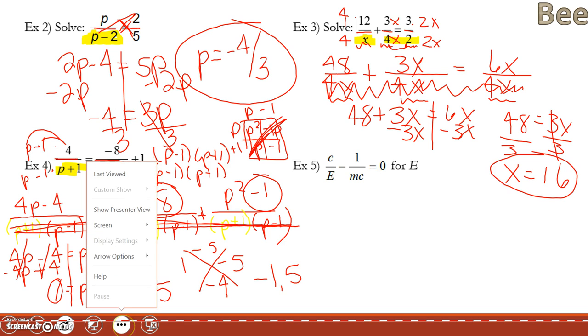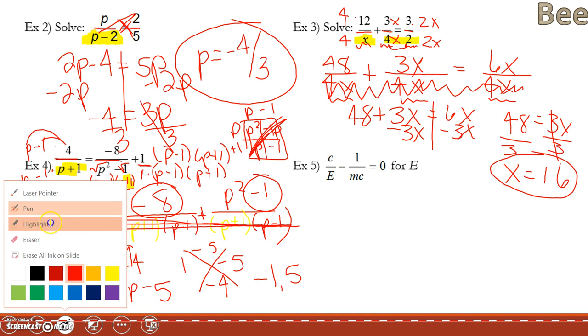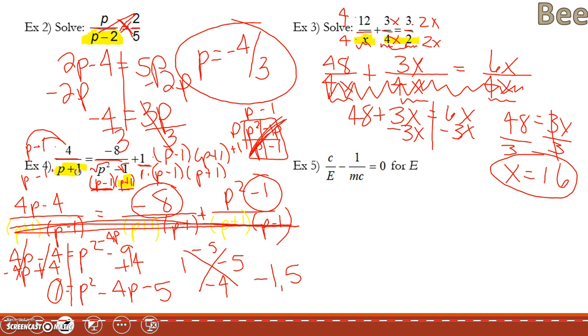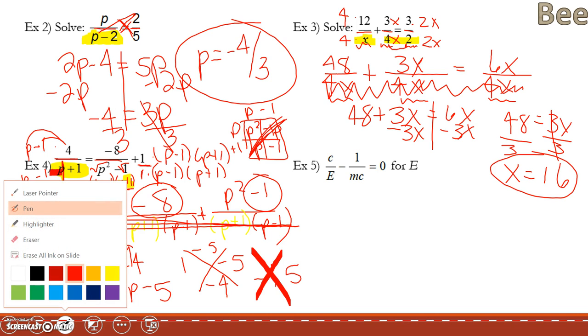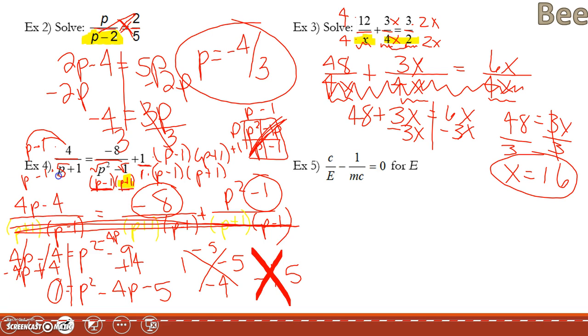But I need to check them. So I'm going to look at the bottoms of my things. And the bottom here, I have a p plus 1. So if I would plug in negative 1 for that p right there, negative 1 plus 1 equals 0. So that means that negative 1 is not a good answer because it caused 0. Now if I was to take and plug in 5 for that denominator, so I'm going to take 5 and plug it in here. 5 plus 1 is not 0, so that's good. I got to check the second denominator. 5 squared minus 1. It's not 0. So 5's a good answer.